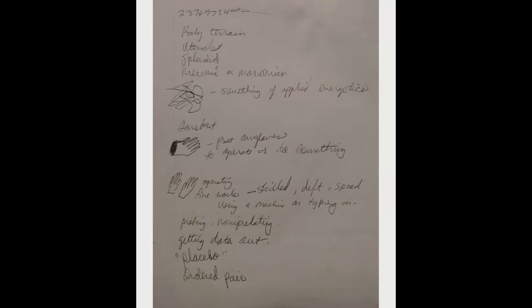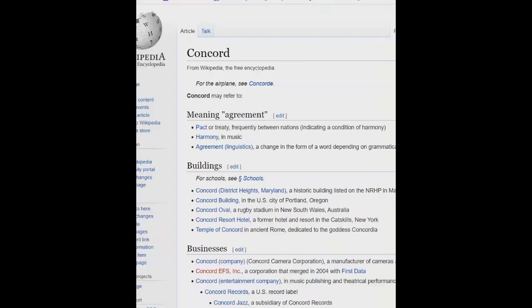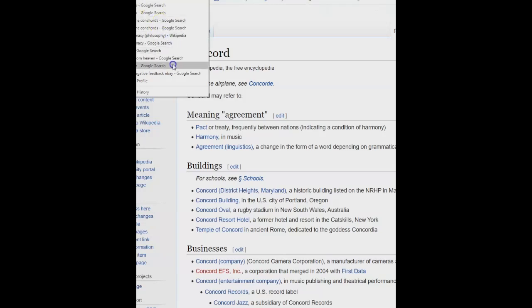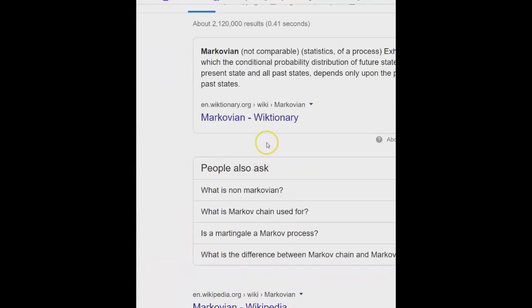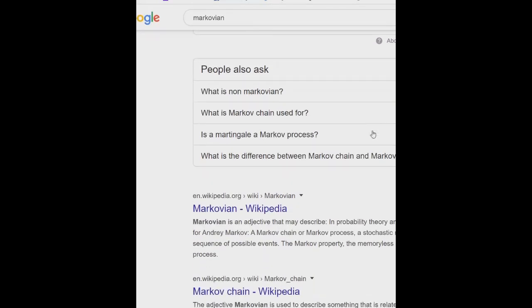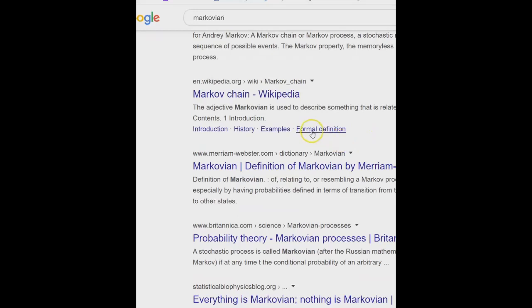Okay, so that is interesting, and let me read that off. Let's go to Markovian. I looked up a couple things here after this session, and it's exhibiting the Markov property, in which the conditional probability distribution of future states of the process, given the present state and all past states, depends only upon the present state and not on any past states, which is kind of a mouthful there. The adjective Markovian is used to describe something that is related to the Markov process.